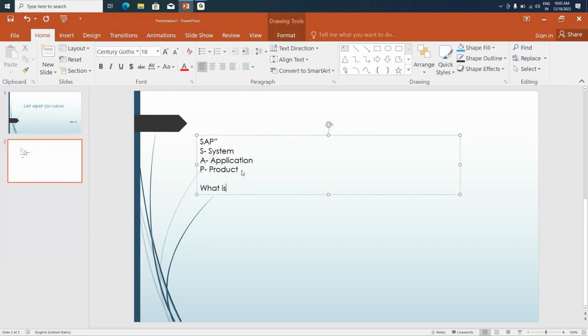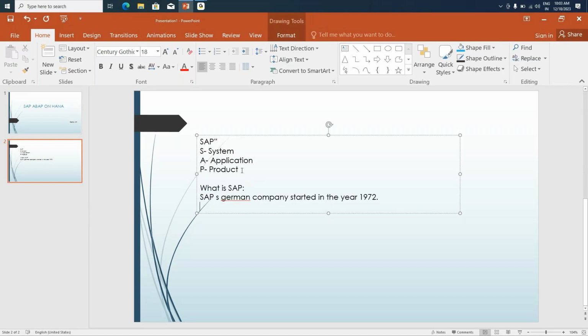What is SAP? SAP is a German company started in the year 1972. SAP is not just a software company, but also a business development company, which is used to improve the business processes in an organization.